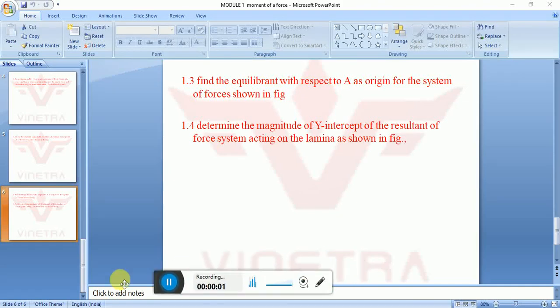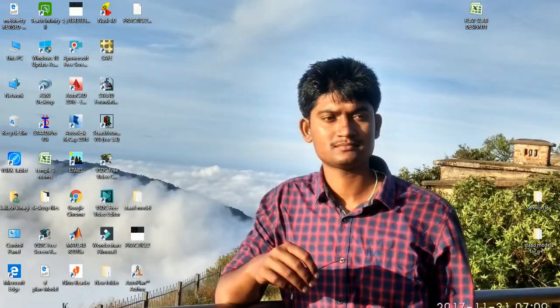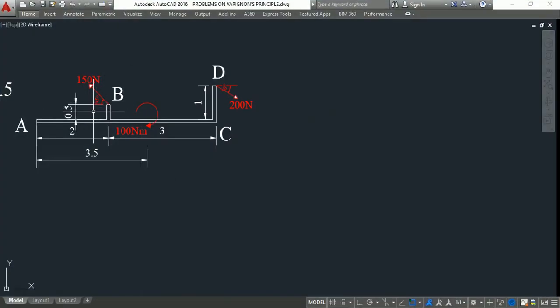So this is the last problem on VARIGNON'S principle. In this problem also they are asking to find out the magnitude of the resultant and its position. This is the given diagram 1.5. For this they want us to calculate about this point A.